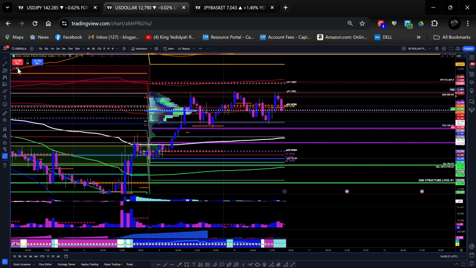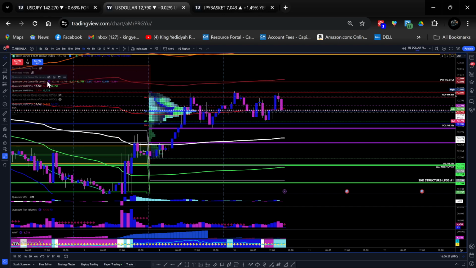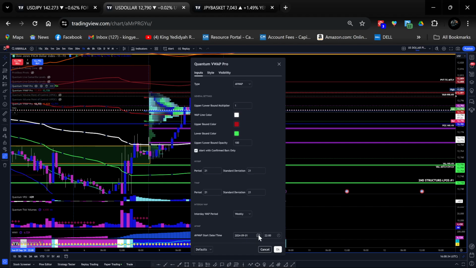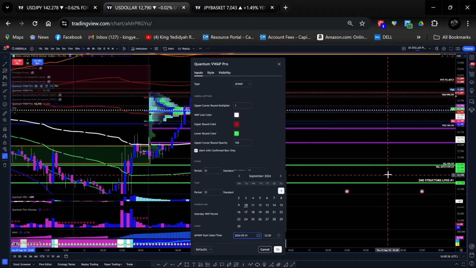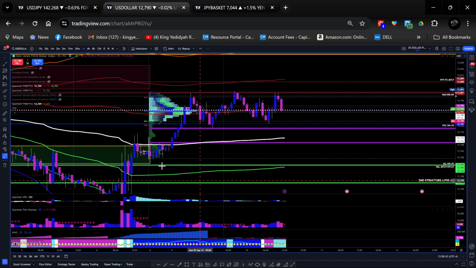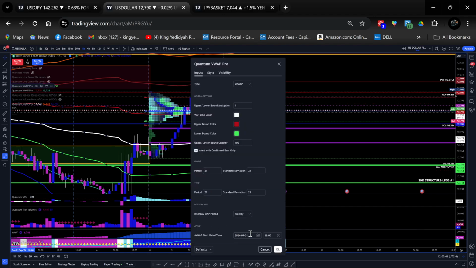So let's start off here with the US dollar chart on the 1 hour. And let me just take off some of these levels here so I could break down one by one what these indicators are. And let me just make sure this is set to the right time. All right, the beginning of this week.